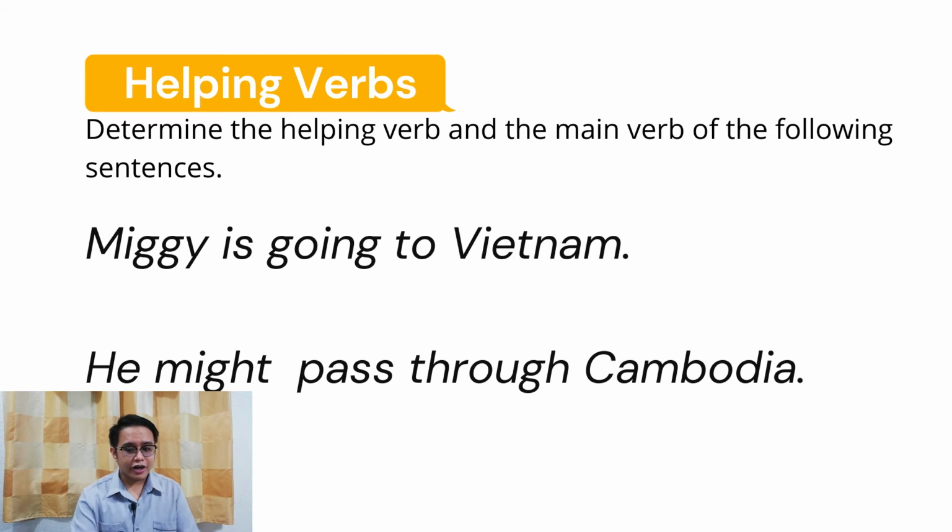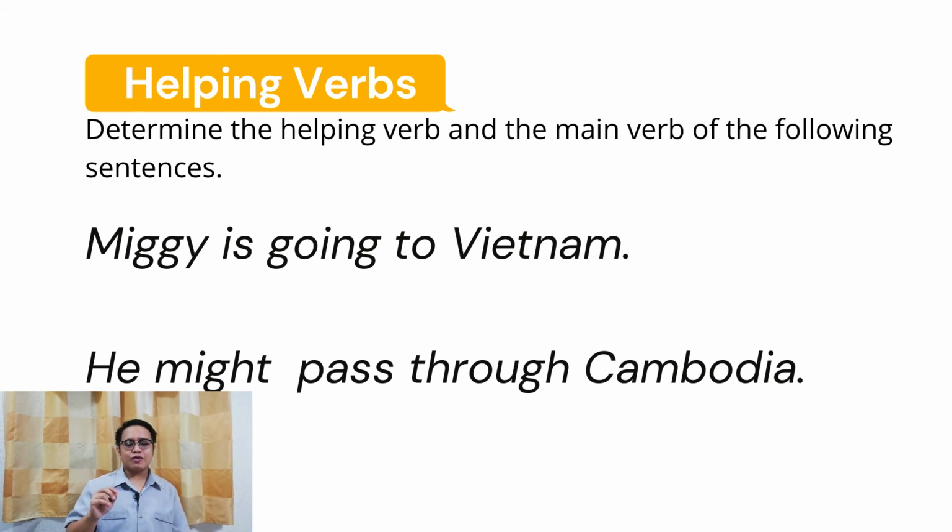Okay, humana? Are you done? So, in the first sentence, what is the helping verb? Okay. It's good. The helping verb there is the word is. Okay? And the main verb is what? The main verb is going. Very good. Very good. Now, let's go to the second example.